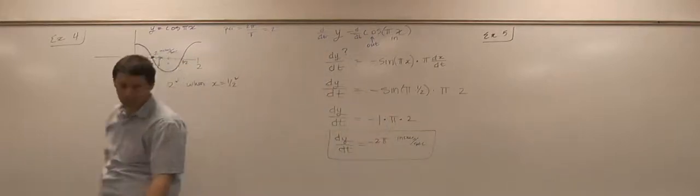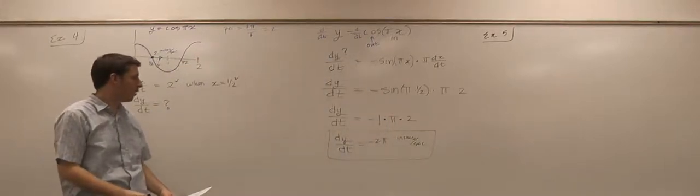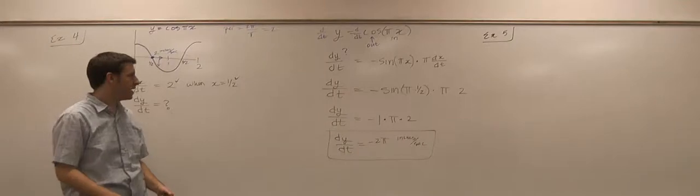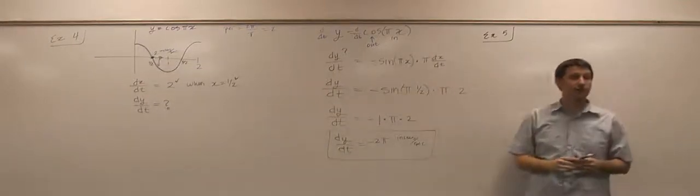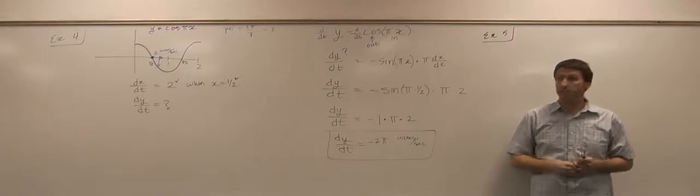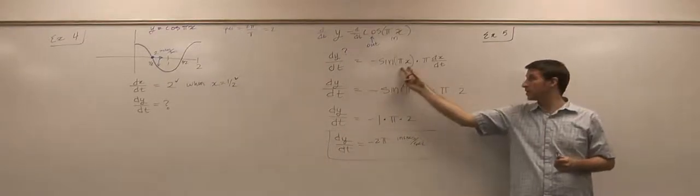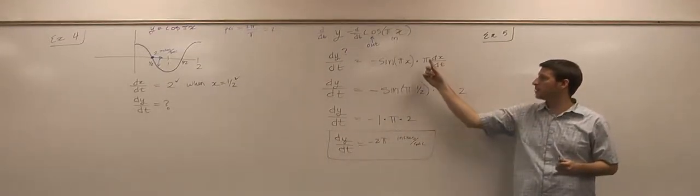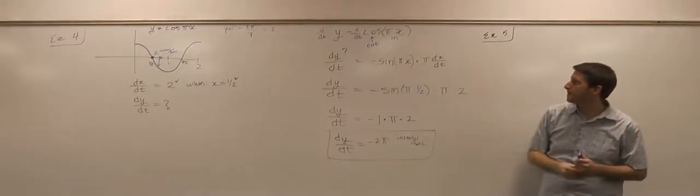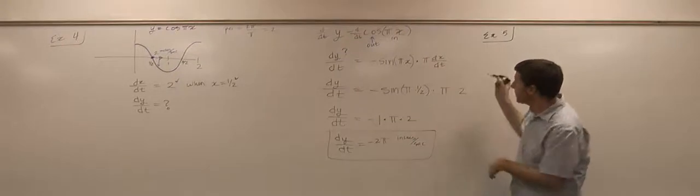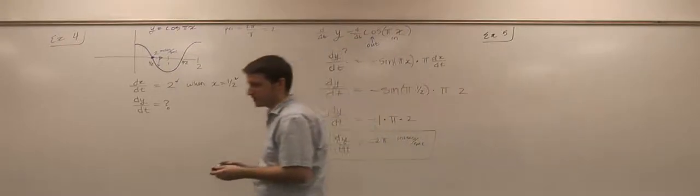You said the derivative of pi is pi. No, I never said that. Did I say that? I take that back. Zero, right? The derivative of pi is 0. The derivative of pi x is pi, because of the x in here. That's where this is coming from. But if it were just pi, yeah, the derivative of pi is 0.